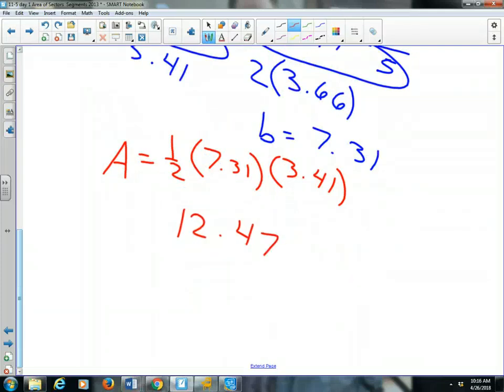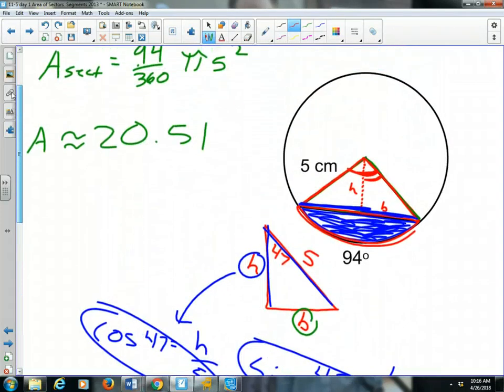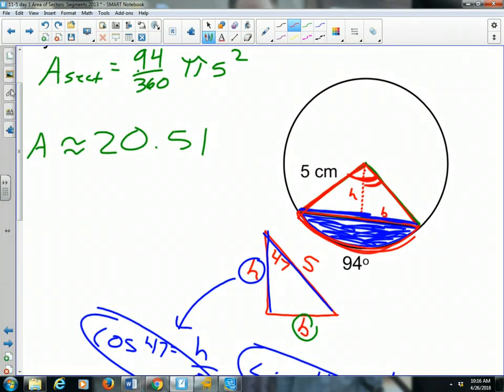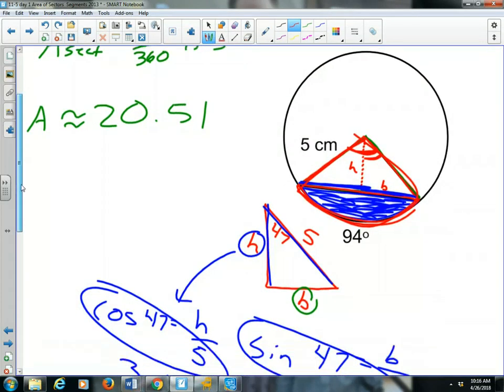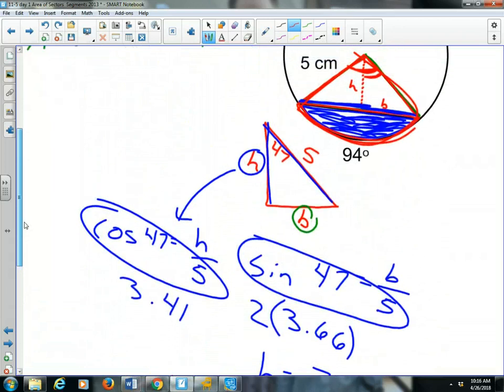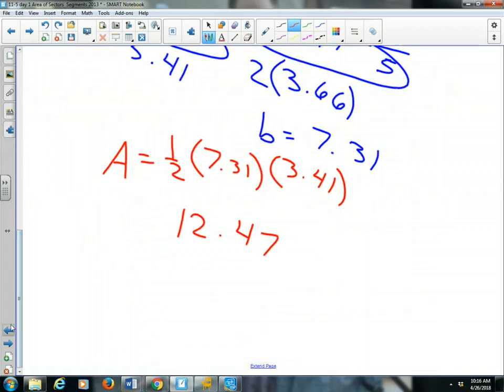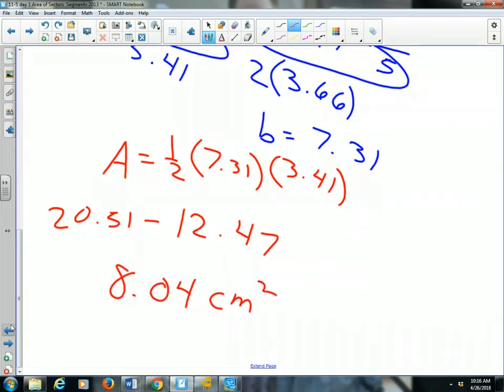12.47. So what's the area of my segment? If the whole thing is 20.51, and the area of the triangle is 12.47, I would subtract the two. 20.51 subtract the 12.47. The area of that segment is approximately 8.04, and these are in square centimeters.